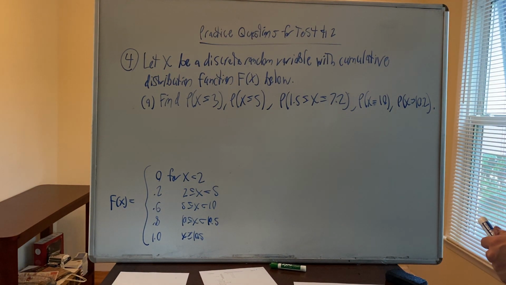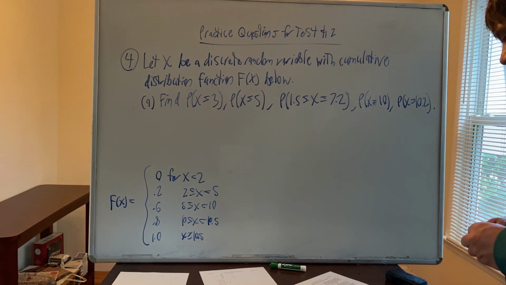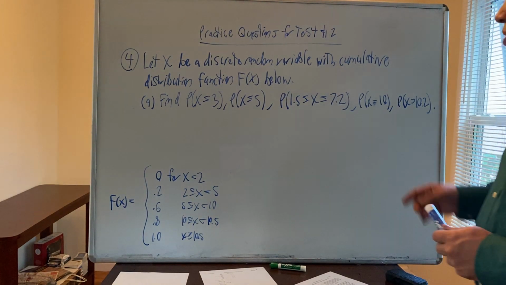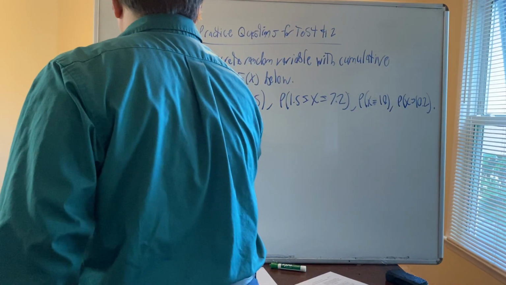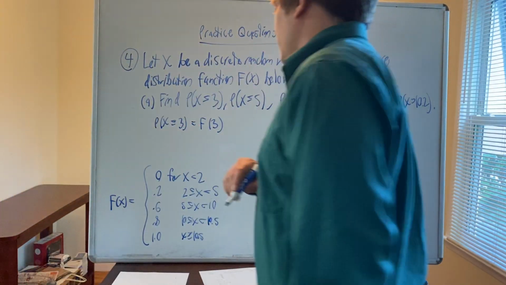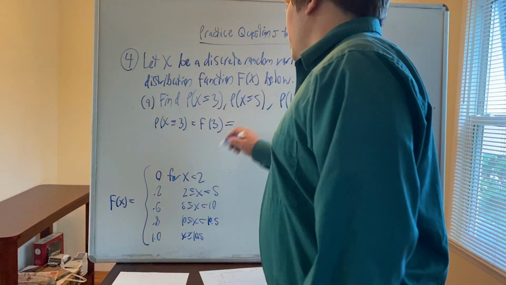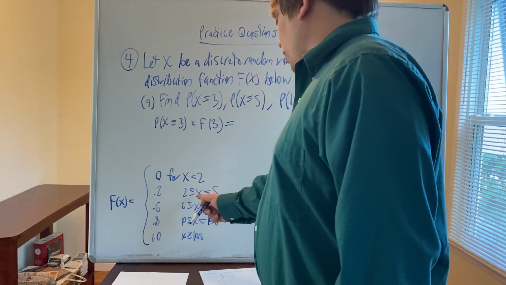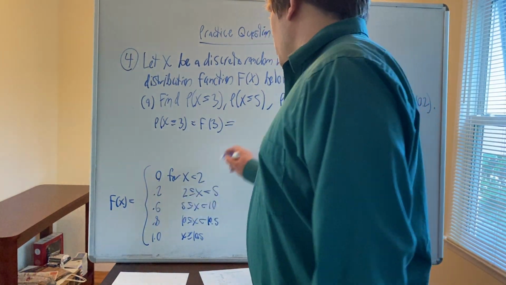So that's the cumulative distribution function capital F of X. So for A, it's find these 5 probabilities. Well, the probability that capital X is less or equal to 3 is equal to capital F of 3. And according to this, capital F of 3 falls in this range, so it's 0.2.